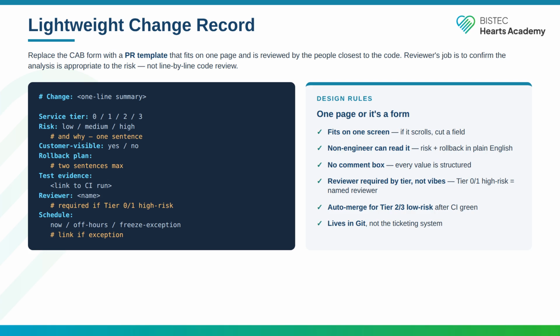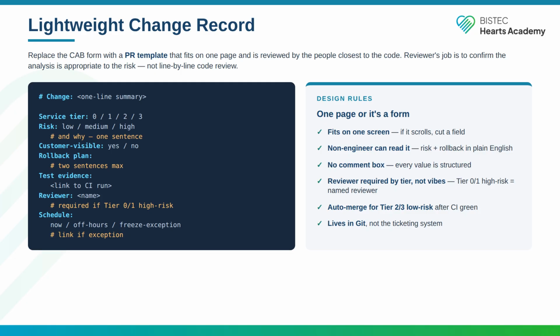The template fields: a one-line change summary, the service tier from 0 to 3, the risk level low, medium, or high, with a one-sentence reason, whether the change is customer visible, the rollback plan in 2 sentences, a link to the CI test run, the reviewer name, and the schedule: now, off hours, or freeze exception with a link if it is an exception. The design rules: it has to fit on one screen.